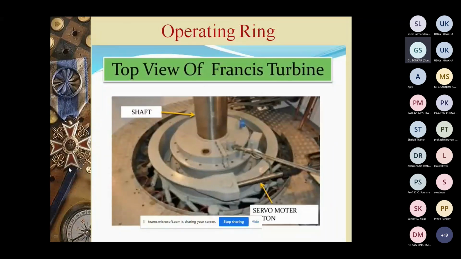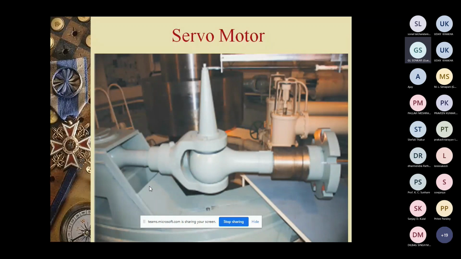This is my shaft. This is my operating ring. You can see the plungers also. This is connected to the servo motors. This whole thing is the operating ring. Then you can see on the side there are some levers. These levers are connected to the guide vanes. You can see this is your servo motor.